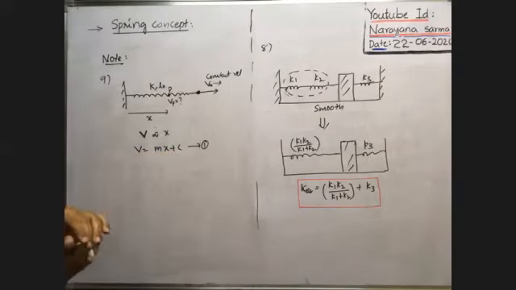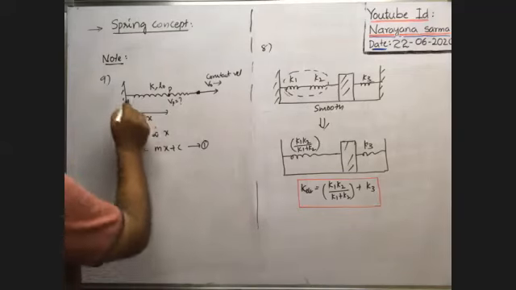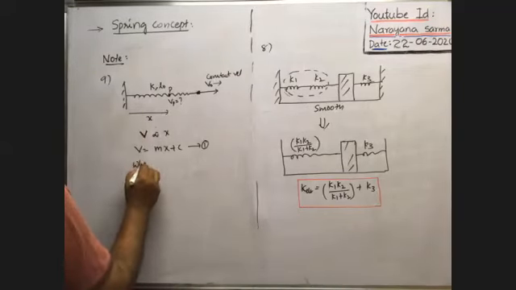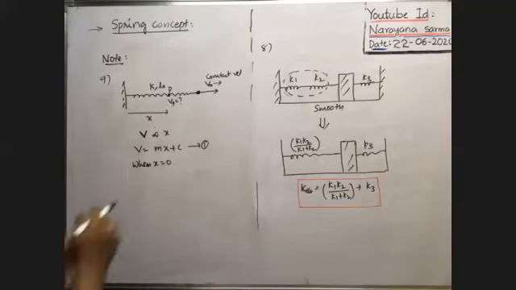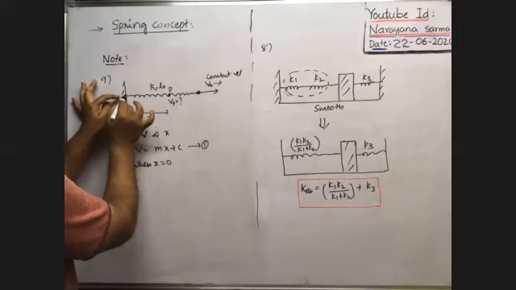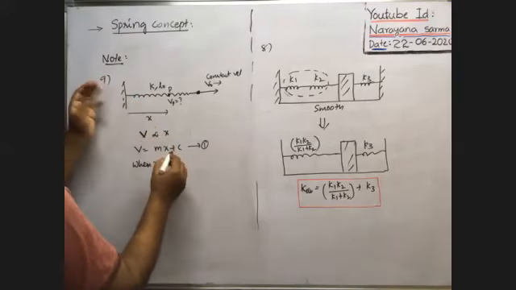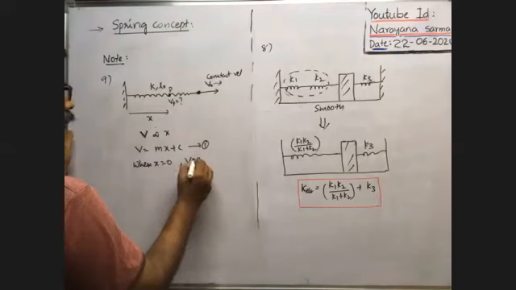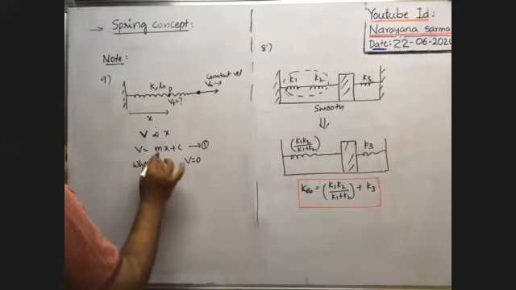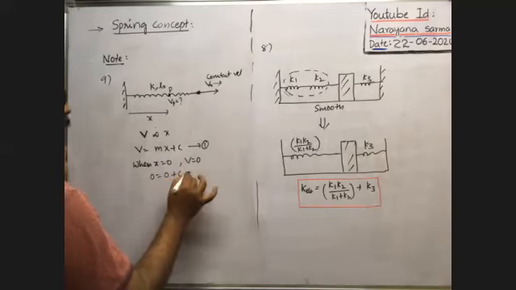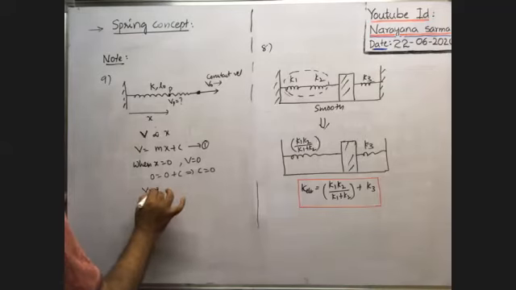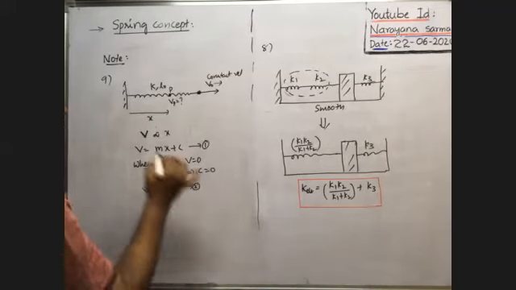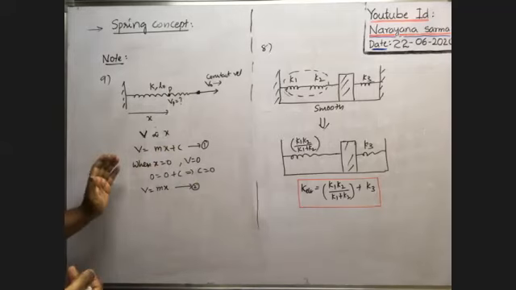Is it 0 or not? We have to check. Now, when x is equal to 0, v must be 0, no? When x is equal to 0, this point is here, so the velocity of this end of the spring is 0. That's why when x is equal to 0, v is equal to 0. When you substitute here, 0 is equal to m into 0 plus c. That implies c is equal to 0. Therefore, in this case, v is equal to simply mx only. This is equation 2.